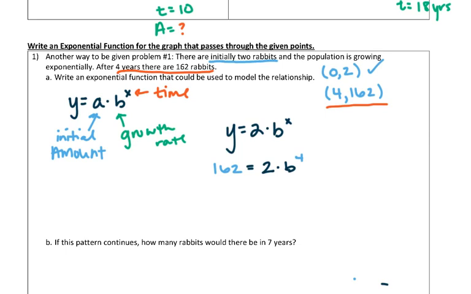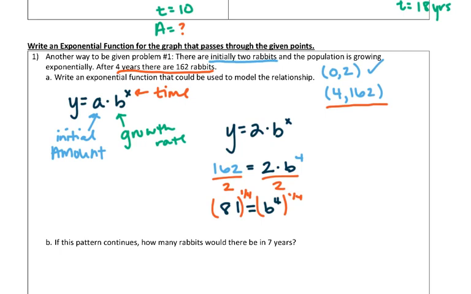Okay, so we have to get b by itself in order to solve for it. So the first thing that we're going to do is divide by 2 on both sides. That leaves 81 as b to the 4th power. Now, you might remember, we've done this before, where we have to solve something to the 4th power. You can do it 2 different ways. You could take the 4th root of both sides, or you can take both sides to the 1/4 power. I prefer to do it that way. It does not matter if you take the 4th root or take it to the 1/4 power, but that was something we discussed in Unit 7.